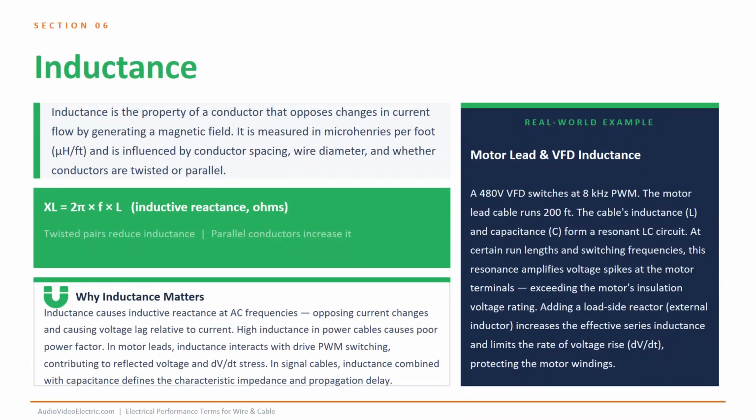Inductance is a conductor's property to oppose changes in current by generating a magnetic field. It's measured in microhenries per foot and is affected by conductor spacing, size, and arrangement. Inductance causes voltage to lag current, affecting power factor and cable performance at AC frequencies.